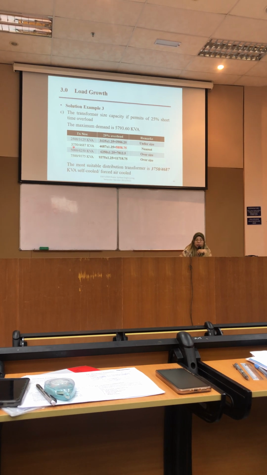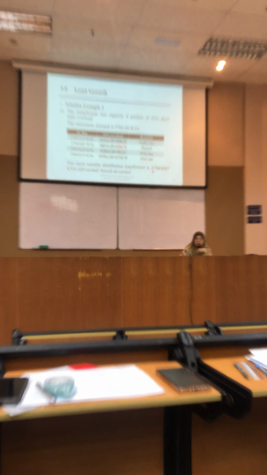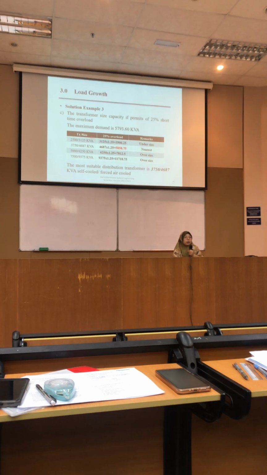3750, 4687 kVA, self-cool, forced air cool. Self-cool means that when it's 3750, the transformer can be cooled by the air in the ambient temperature, and if the demand reaches 4687, the fans connected to the transformer will turn on to cool down the transformer. Okay, so this is the type of the transformer.